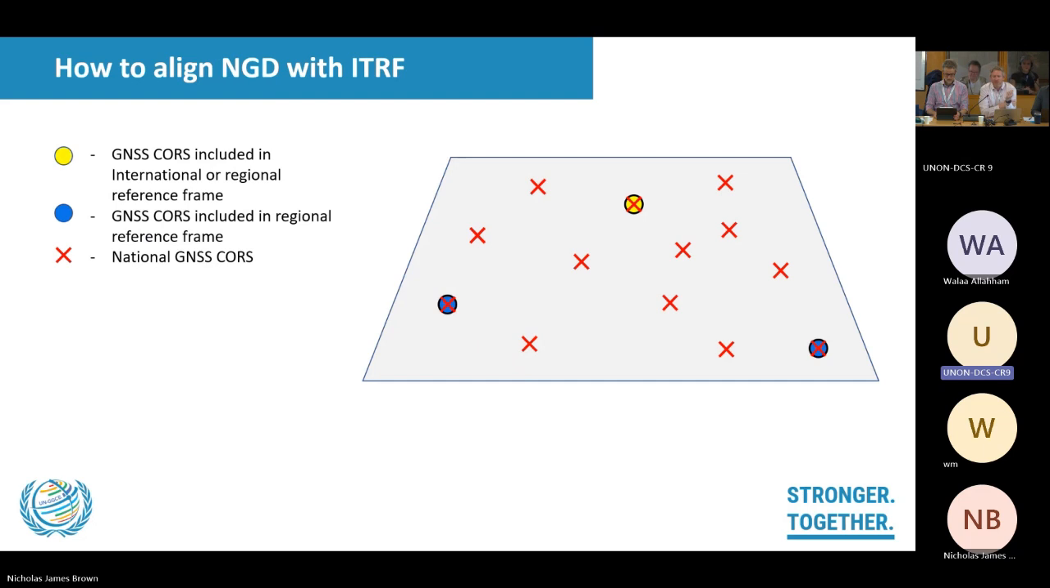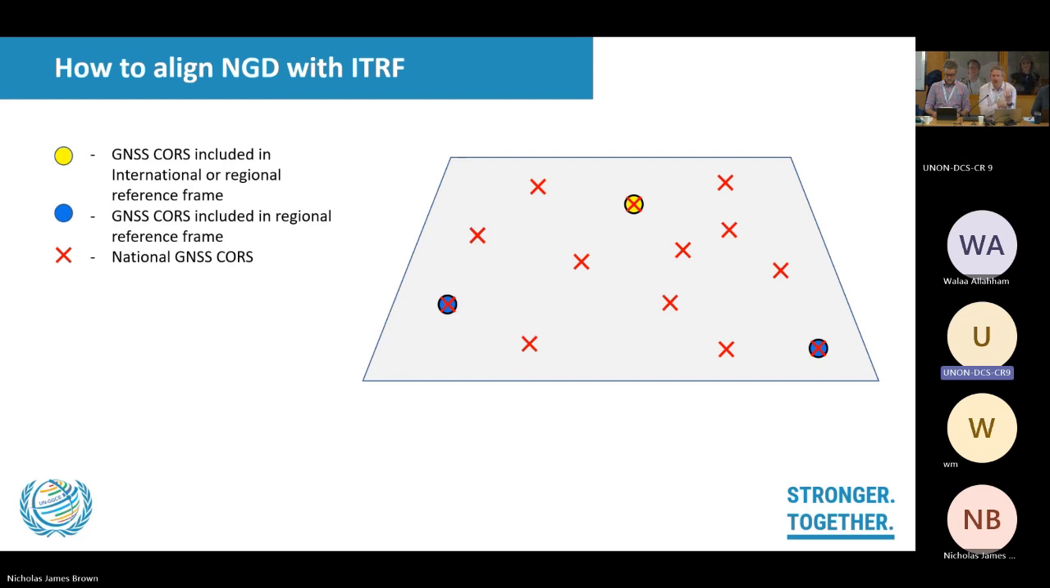If you think about this from a picture standpoint, the yellow circle may represent an ITRF or an IGS point. So you might have one of those in your country, and that's tying you and all your data and aligning your data with the International Terrestrial Reference Frame. The blue ones might be regional reference marks that in the future could be recognized within AFREF. And then the red ones would be the other ones.